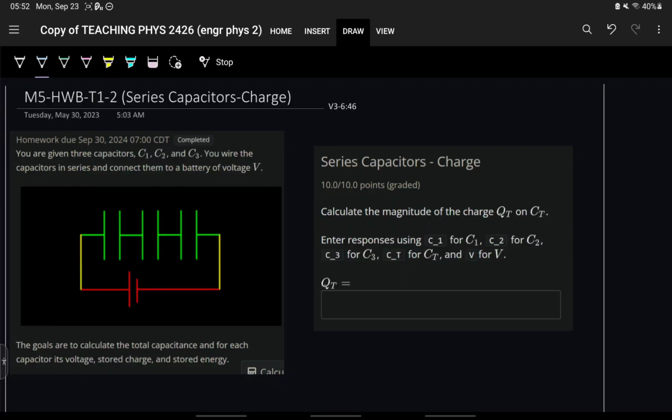Hey guys, IE.RVT here, and we're looking at Module 5, Homework B, Tab 1, Part 2, Series Capacitors-Charge.